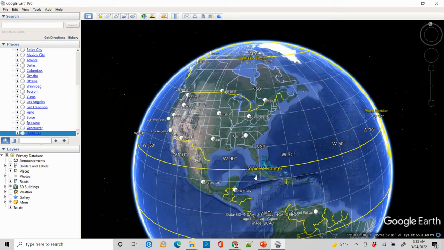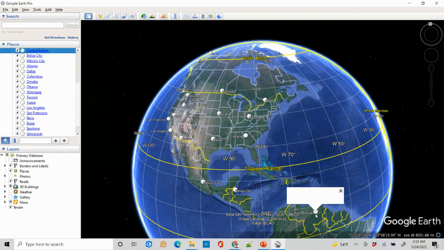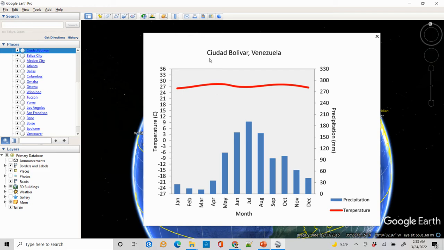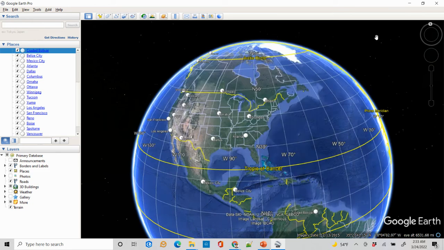So this is what you need to identify and talk about. If you've selected Belize and Fairbanks, you can do that, or you can in fact go to Ciudad Bolivar, Venezuela. You can compare Venezuela with Barrow or whatever it is. So it's totally up to you. You just need to talk about the trend.